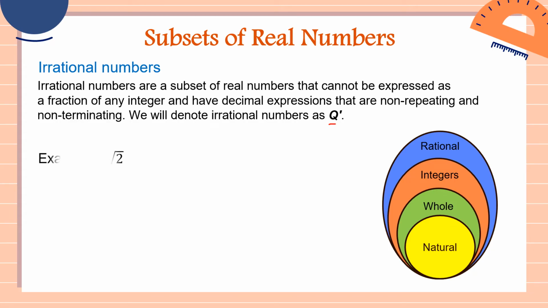Now, let's have an example, class, for irrational numbers. We start with square root of 2. Once again, class, if the number inside the square root is not a perfect square, automatic, class, that example is an irrational number.